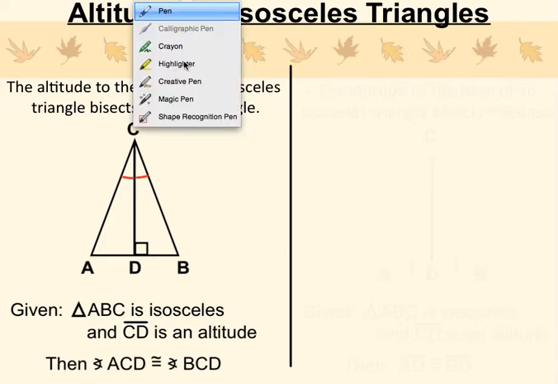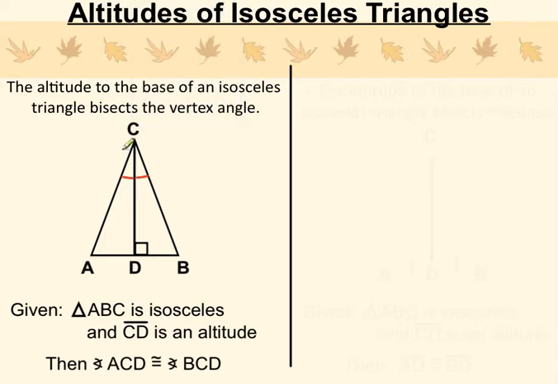So let's highlight this. This whole angle here, or ACB, was bisected. So ACD is congruent to BCD. Okay? Now, let's take a look at another property that altitudes have in isosceles triangles.